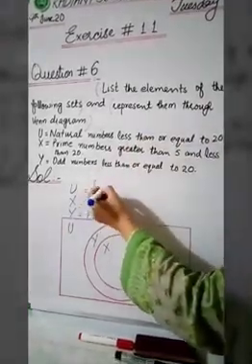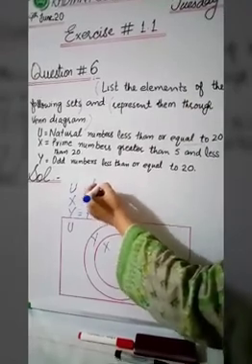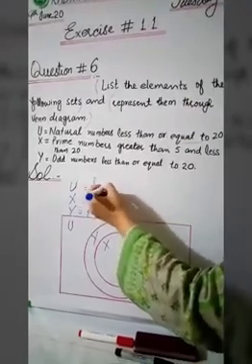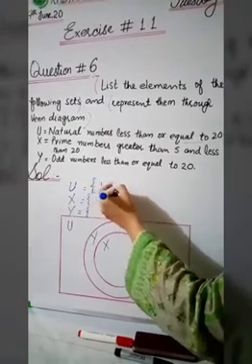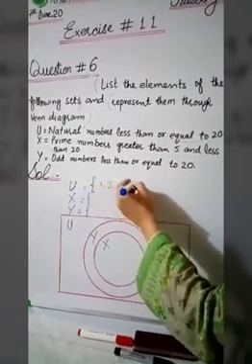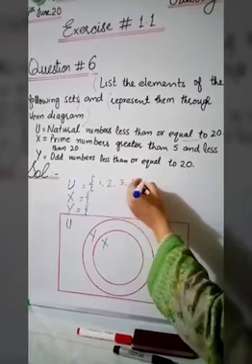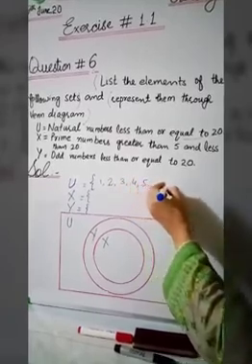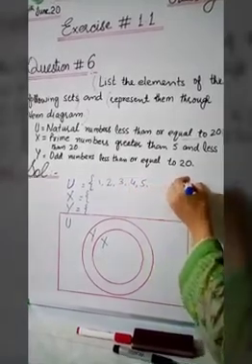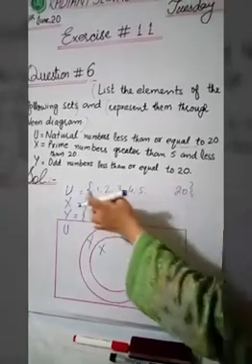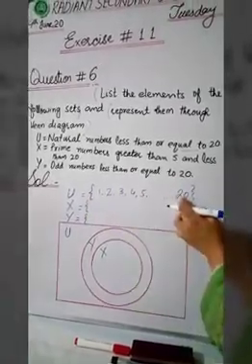So what are the natural numbers? Natural numbers are simply the counting numbers. What is the first natural number? That is 1. 1, 2, 3, 4, 5 and so on up to 20. So these are the first 20 natural numbers.